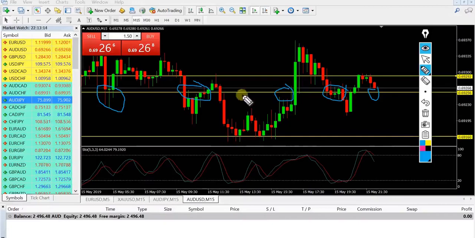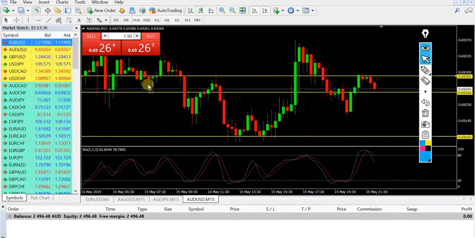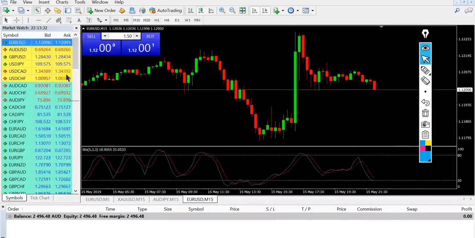Gentlemen, don't be too greedy. You get $20, $30, close it, go for another one, check for another pairs. When you make another 30, 40, close it before evening or night. You have already made 30, 50, 100.